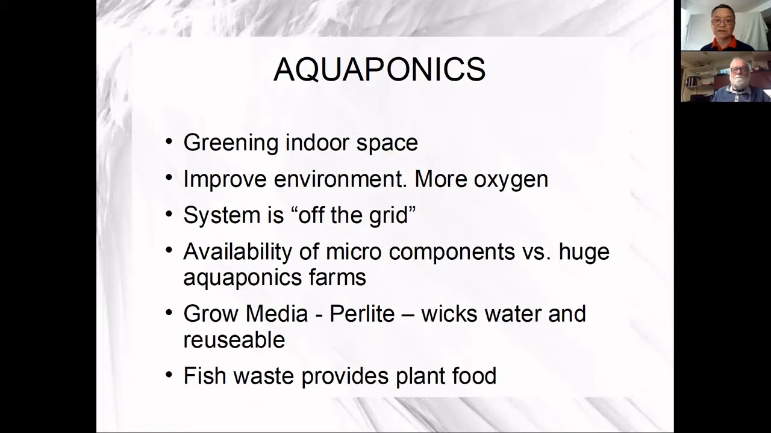So the idea is to be sustainable. You're not throwing out soil or anything. And then the fish waste is the plant food.